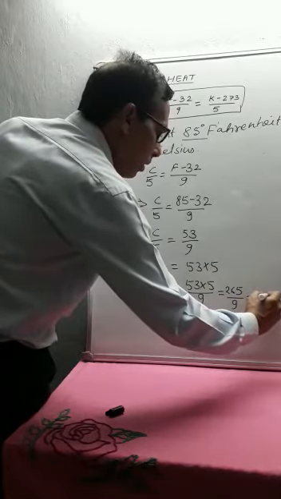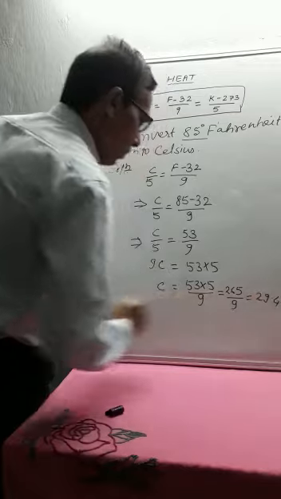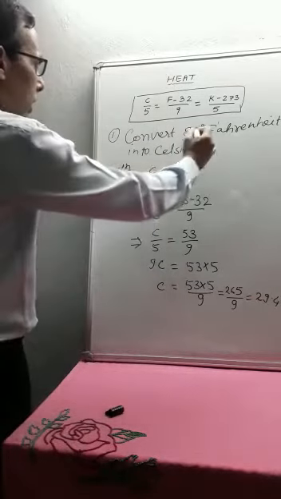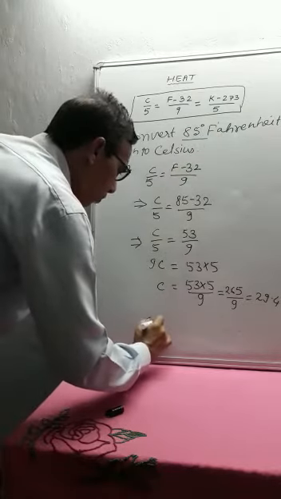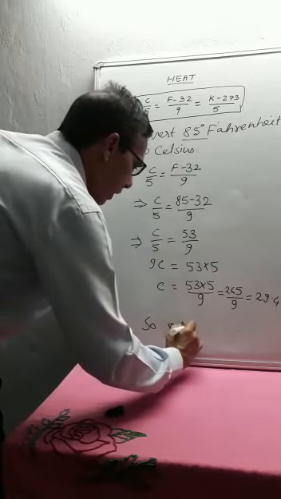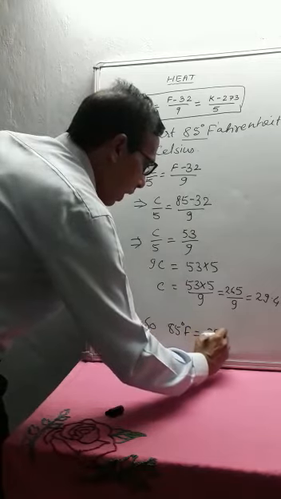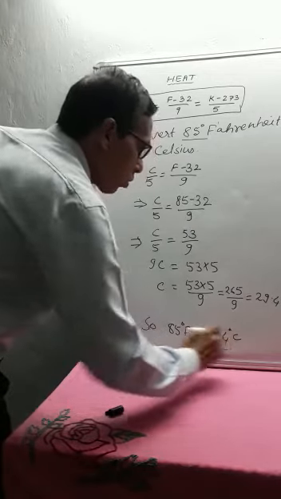And the answer is 29.4. So here is how Fahrenheit is converted into Celsius. So 85 degree Fahrenheit is equal to 29.4 degree Celsius. This is the solution of this question.